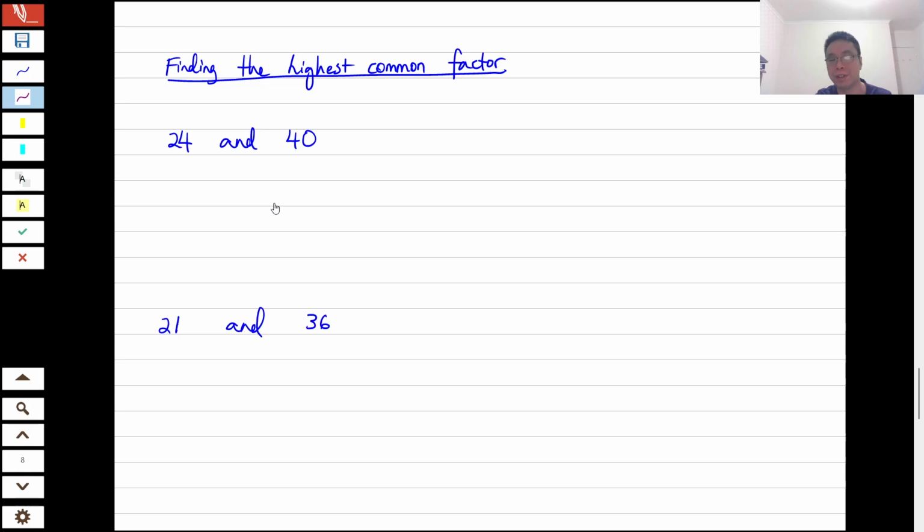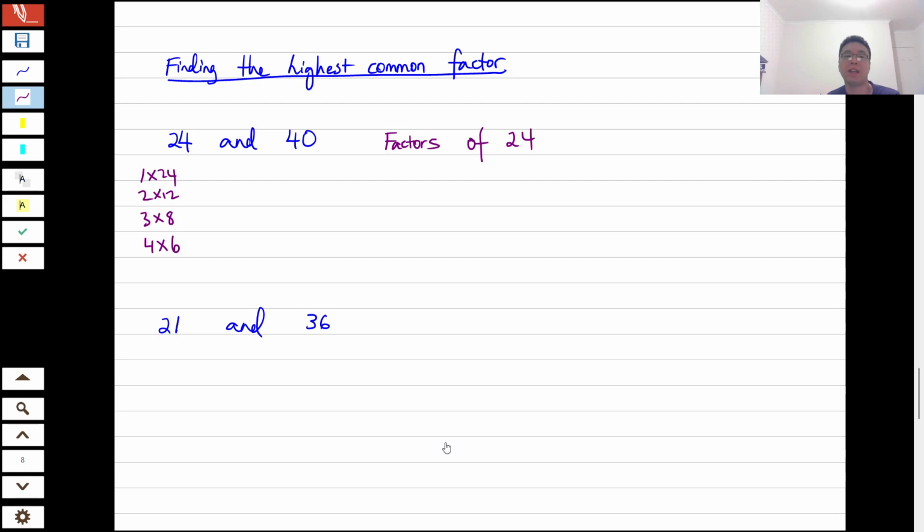Remember, a factor is a number which divides another number with no remainder. So for 24, I need to look for ways to make the number 24 through multiplication with whole numbers. So how can I make the number 24 with multiplication? Well, first I could do 1 times 24. I could also do 2 times 12, 3 times 8, and 4 times 6.